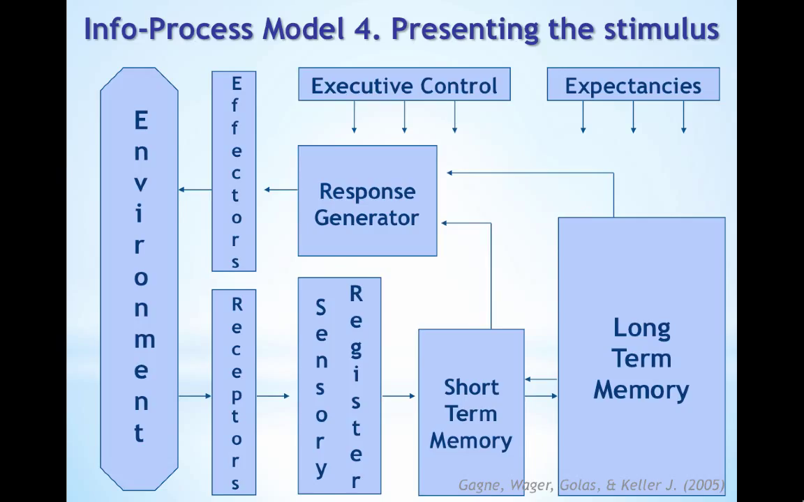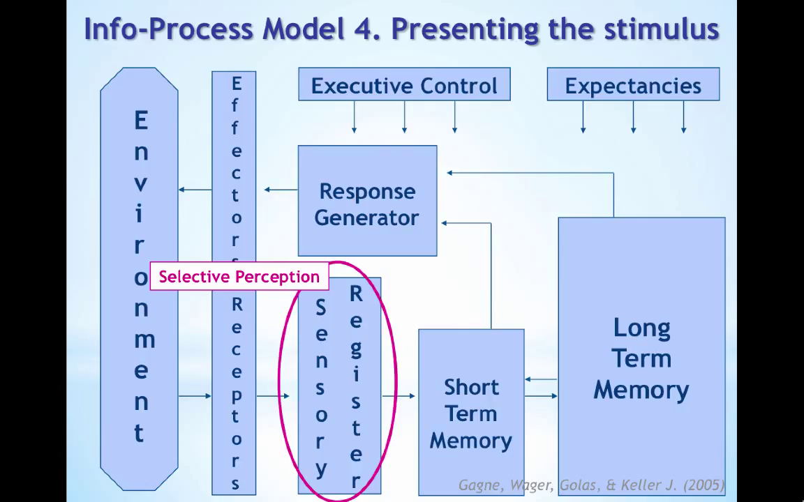How do we look at that in the information processing model? Here we have that selective perception. This is where we make sure that students pay attention to what we want them to see in their sensory register. Remember, when we see something or hear something, we don't necessarily get all of it in. So we have to pay attention to certain aspects.